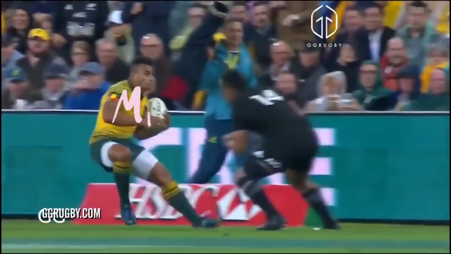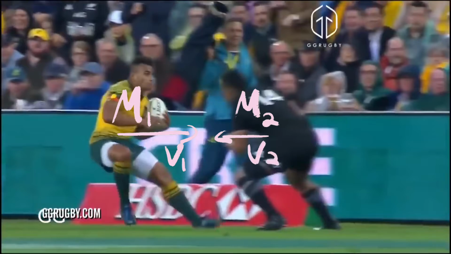Take for example these two players. Both of them have mass, and both of them are moving towards each other with different velocities. So we'll say that player 1 is mass 1 and player 2 is mass 2, and player 1 has velocity 1 and player 2 has velocity 2.